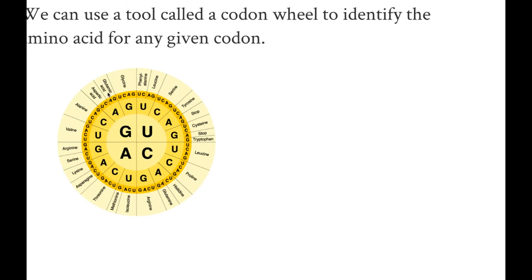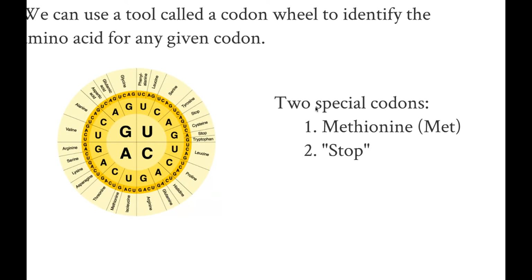GAG will always give you glutamic acid. So you see all these amino acids. These are all the different amino acids that can join together to make a different protein. I'm going to point out 2 very important ones right now because you're going to use them in the next activity. So the 2 special codons, the first one is methionine, which is always given by the code AUG. Methionine is important because every protein starts with methionine. So we call it our starting codon. AUG will always be the first codon in any protein.